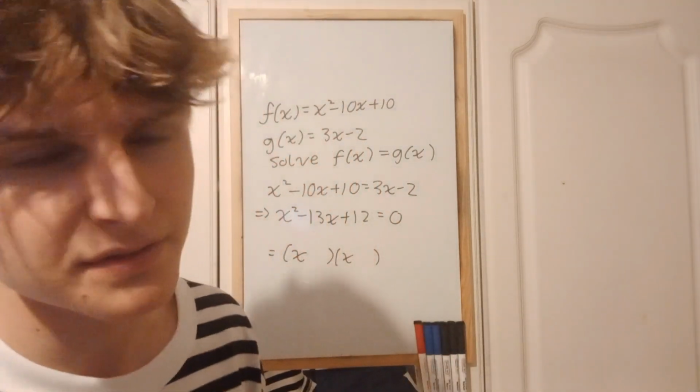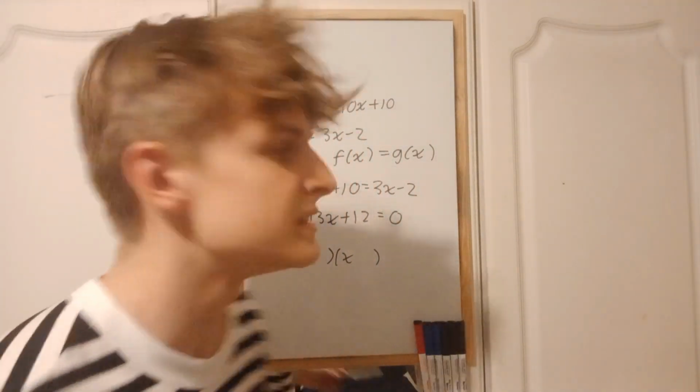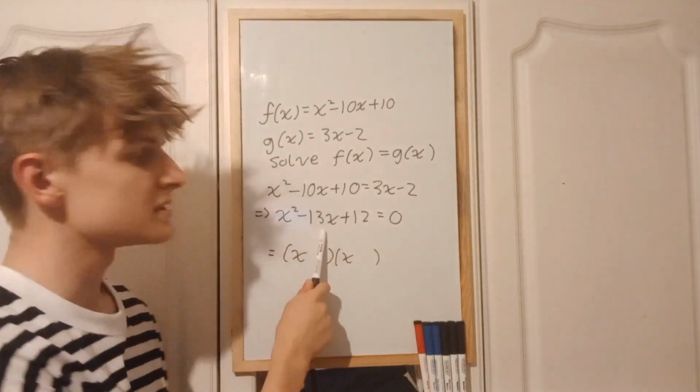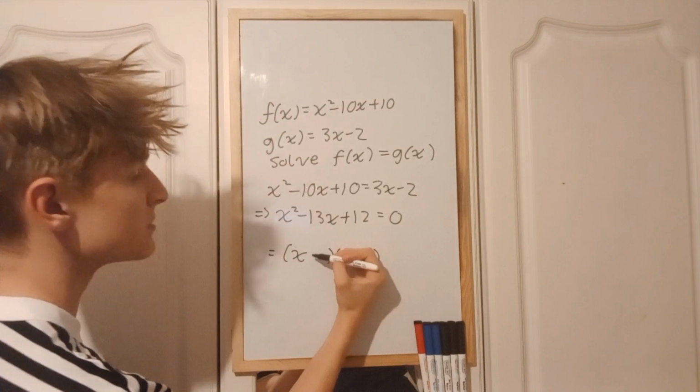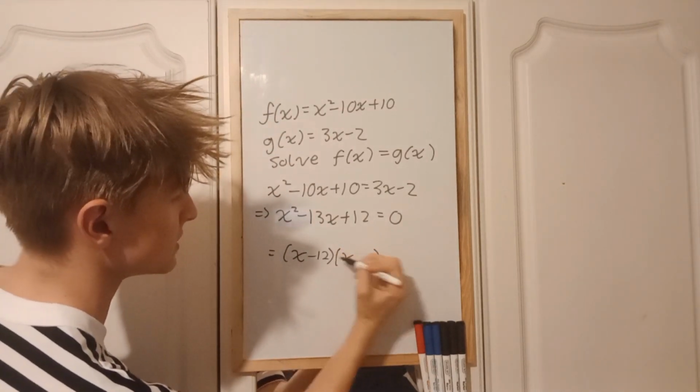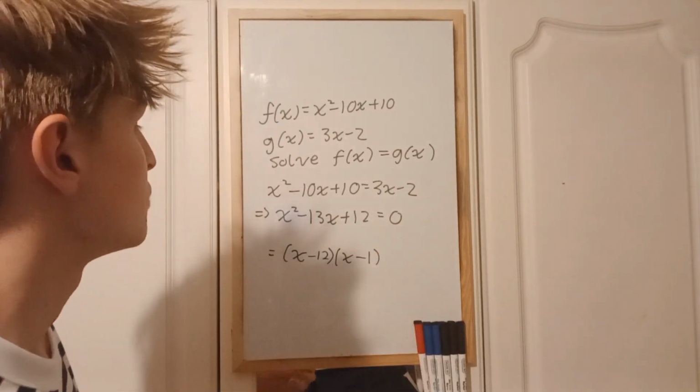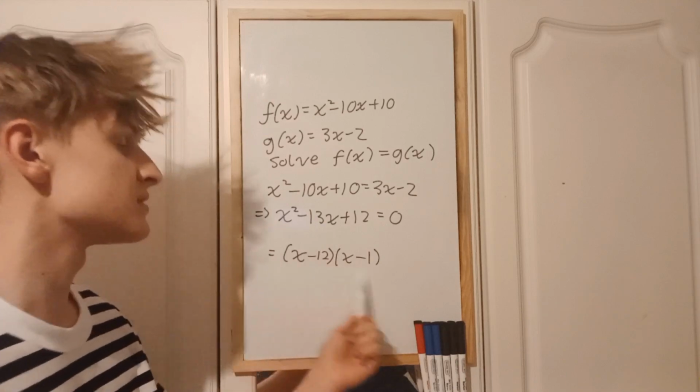And the only other option is 12 and 1. And if we have -12 and -1, then indeed those will sum to -13 and they'll multiply to +12. So we know that the numbers we should put here are -12 and -1. So we've rewritten this as a product of two factors.